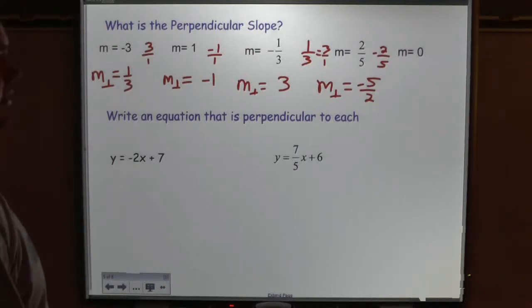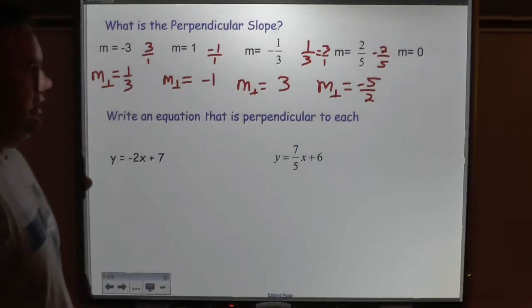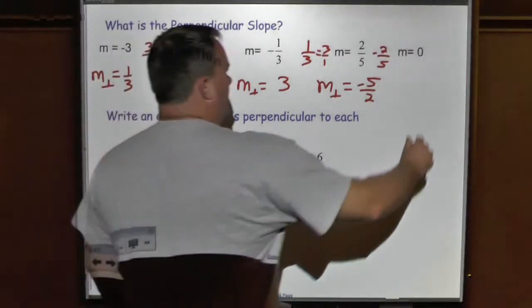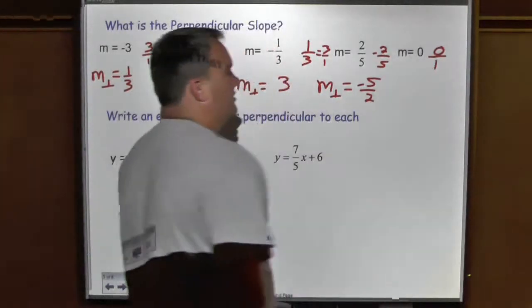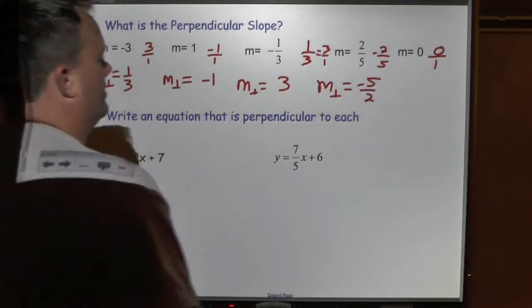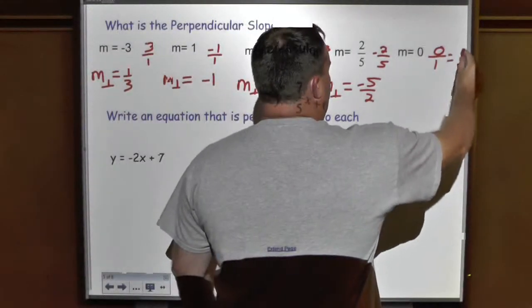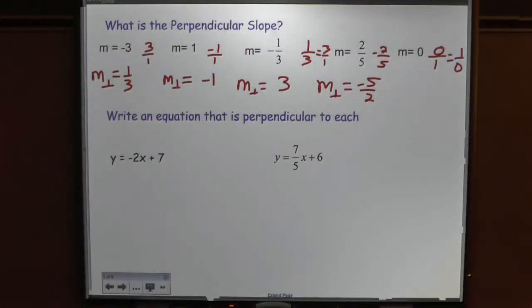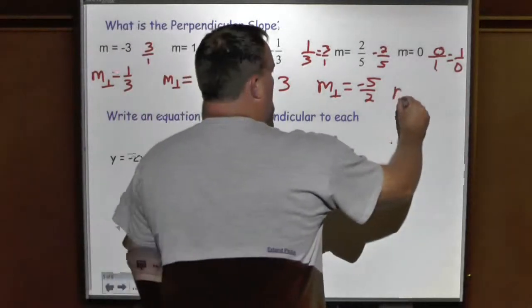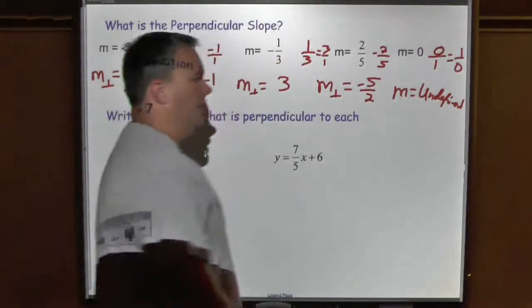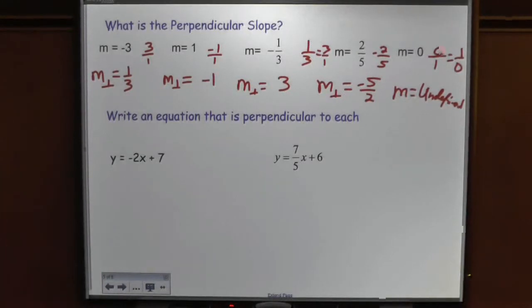The toughest one on here is 0. Now, first off, the opposite of 0 is still 0, so we don't have to worry about that. But this part is where people get confused. Because 0 as a fraction is 0 divided by 1. If you take the reciprocal of 0 over 1, you end up with this, 1 over 0. There's an issue with that, because you cannot divide by 0. So the actual answer to this is undefined. Now let me explain why.